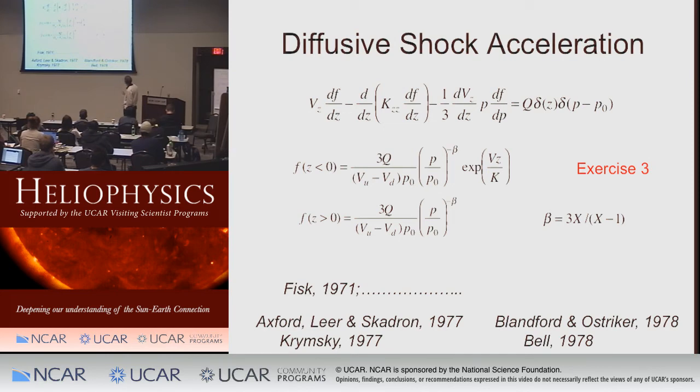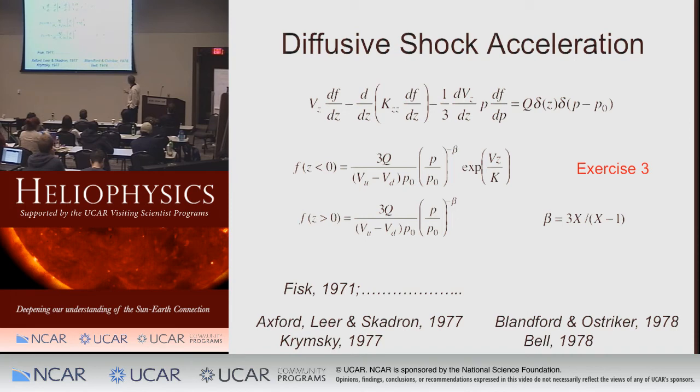So z greater than 0, that's the downstream region. So I must have the particles coming in from the left-hand side, and what you have is a constant in space. Downstream of the shock, you simply get a solution which is independent of z, and it's a power law in p over p naught. P naught is the injection, and I've used momentum here. I get a power law index minus beta, where beta is equal to 3 times the compression ratio over the compression ratio minus 1.